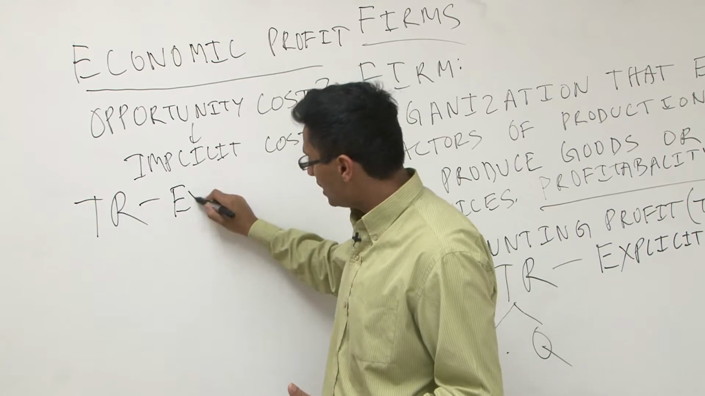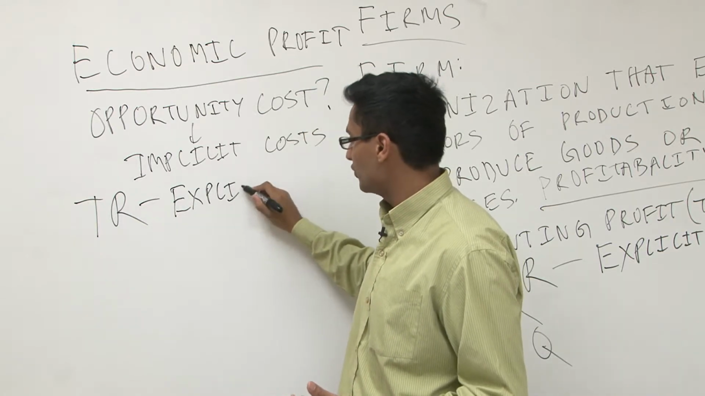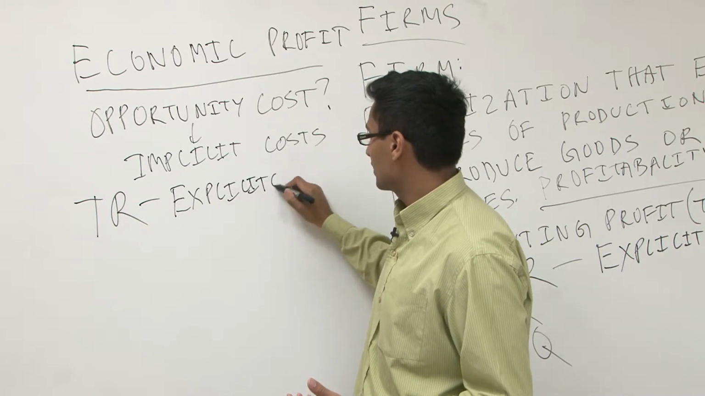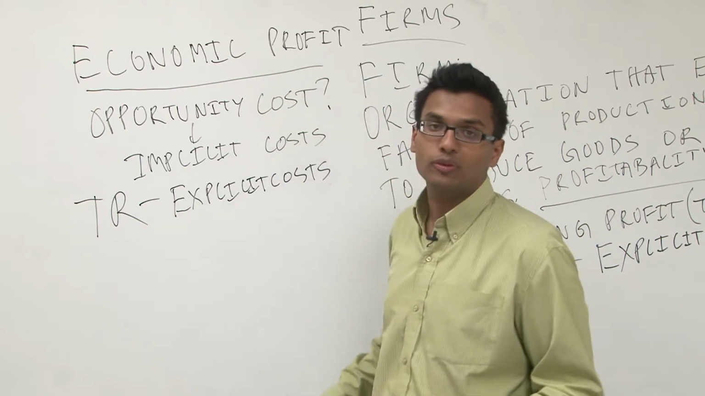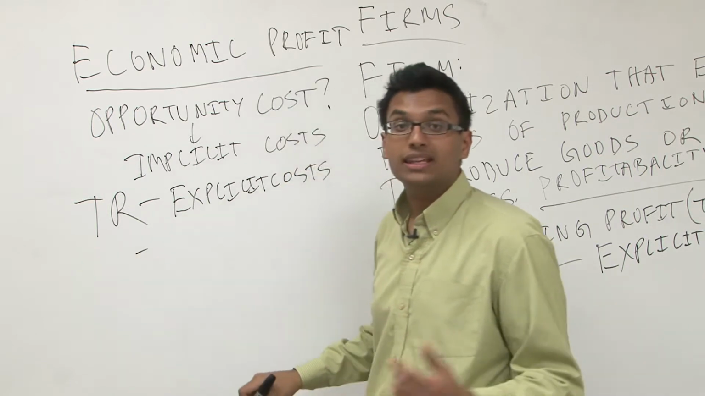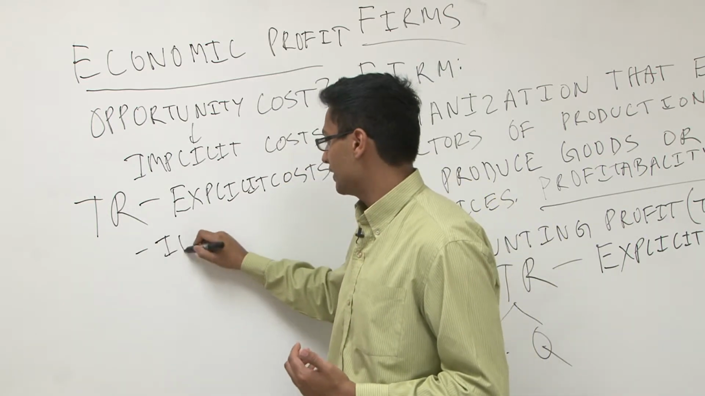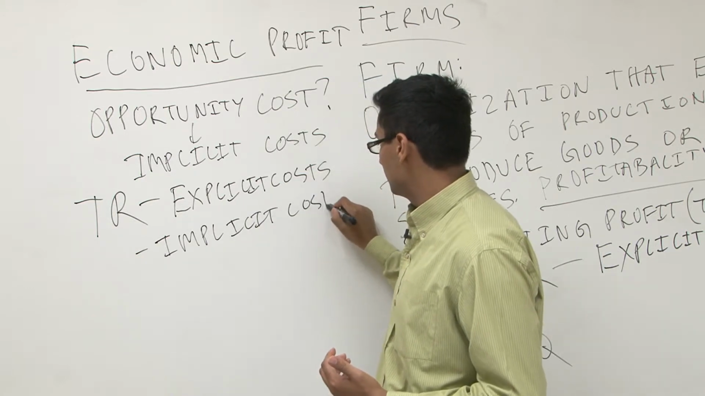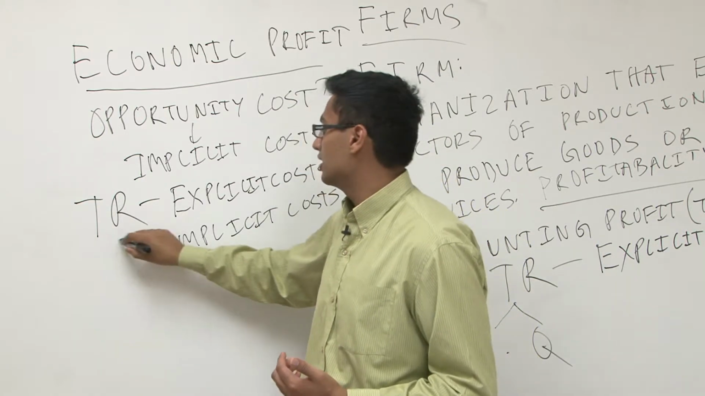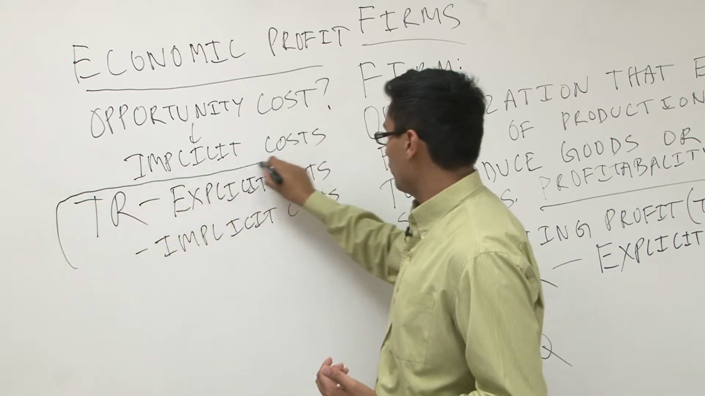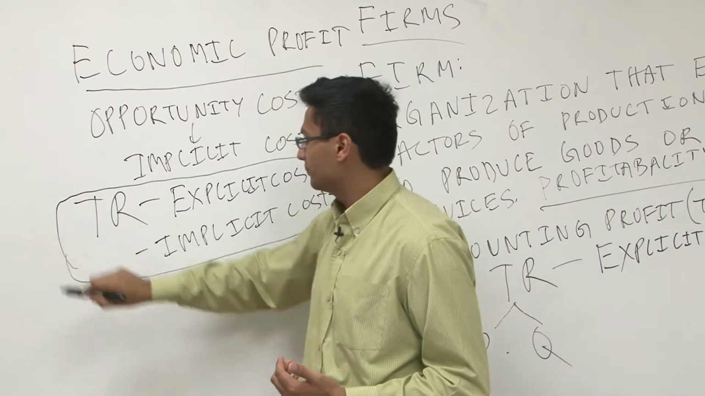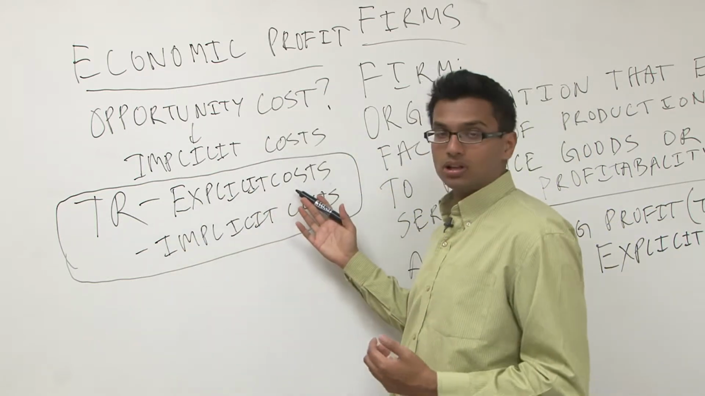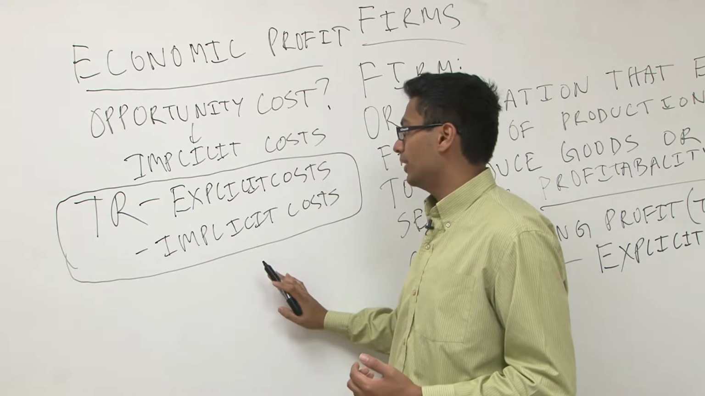How much did you pay the people? How much did everything cost for you to actually make that thing? Explicit cost. Now the new term for economic profit we like to think about is we subtract the implicit cost as well. And this is the formula for economic profit. Economic profit is equal to total revenue minus your explicit costs minus your implicit costs.